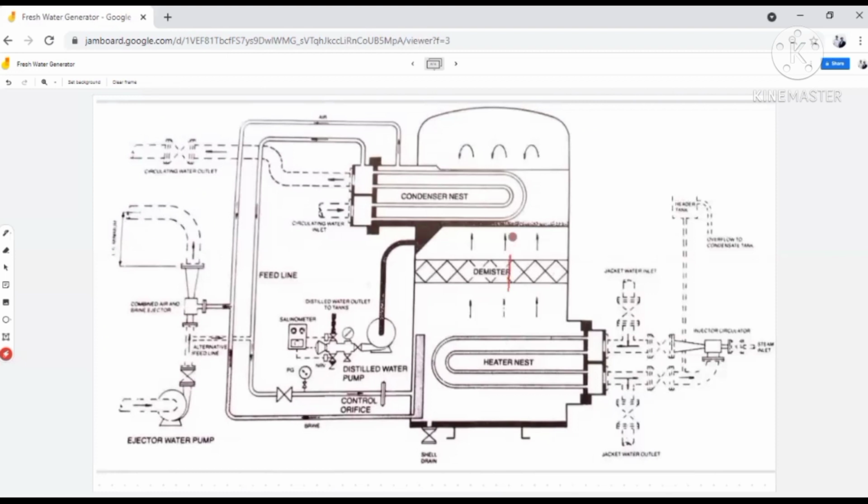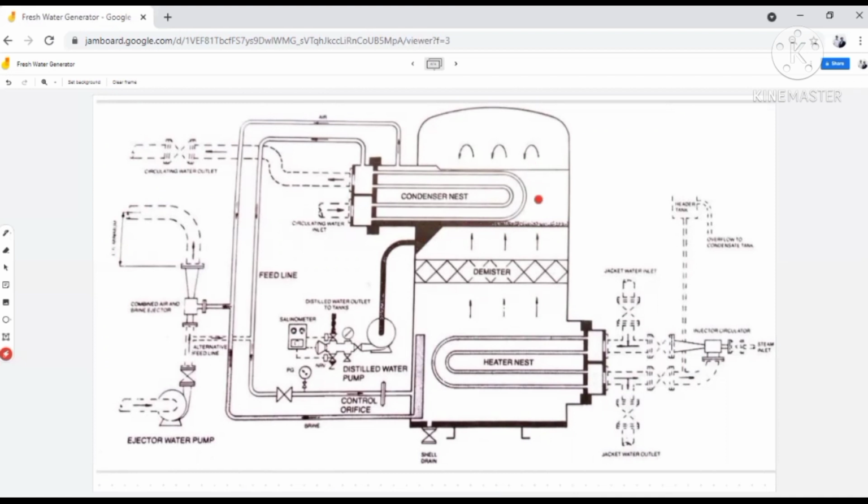This water vapor now moves up and comes in contact with the condenser nest or the condenser tubes. In the condenser tube, seawater is circulated. As you can see, this is the seawater inlet. It passes through the condenser, and this is the seawater outlet. As the vapor comes in contact with the condenser tubes where seawater is flowing, this water vapor becomes condensed and it is collected in this tray.